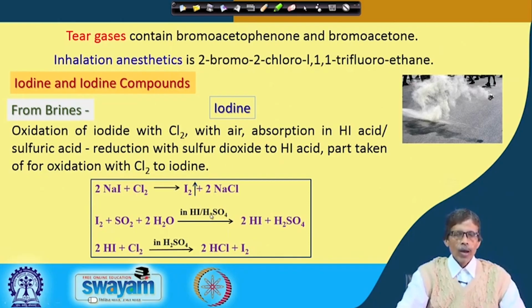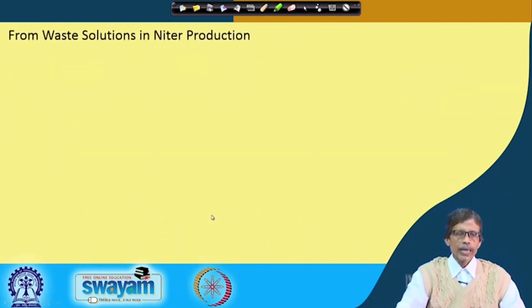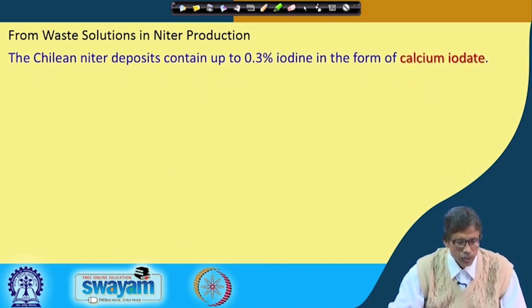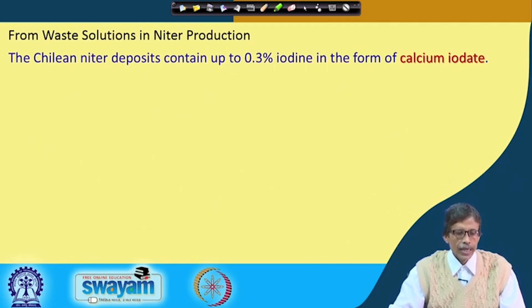So, this iodine you produce directly from the brine, but another technique is also available from the waste solutions during the nitrate production, the potassium nitrate preparation. The Chilean nitrate deposit is a naturally occurring thing, which means nature gives us a huge amount of those deposits, and they contain up to 0.3% of iodine in the form of calcium iodate.